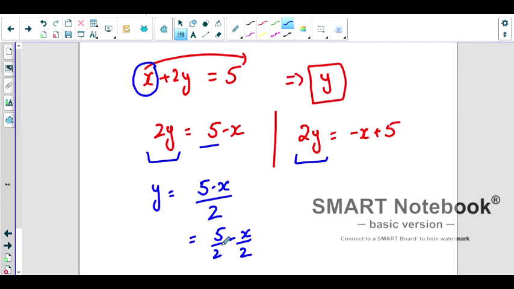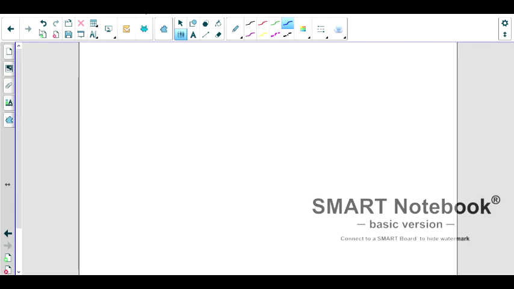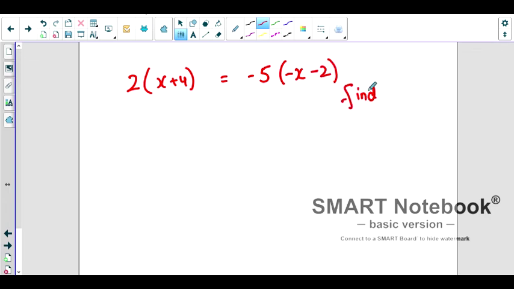Okay. You can also have this type of question. Let us do a slightly more advanced question. We have, for example, 2 into (x plus 4) equals minus 5 into (minus x minus 2), and the question says find x. Good question. We want to find x. So what do we do first when it's a question like this and you want to find the value of x? Eventually it is making x the subject.